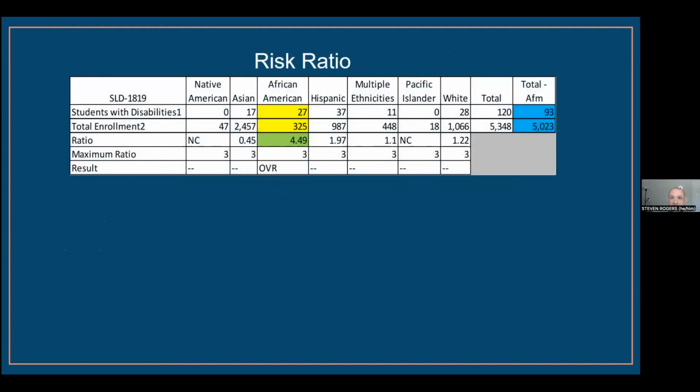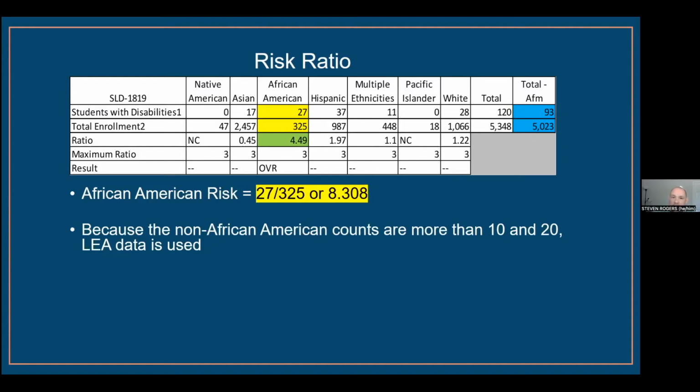All right, so let's talk about the risk ratio and how we calculate it. In this particular example, we're looking at African-American students with specific learning disabilities. So the first step is to take the African-American risk. So we divide the students with disabilities by the total enrollment for that LEA. So 27 by 325, which gives us 8.308. And then we look at what's called the comparison group, which is all the students with SLD who are not African-American. And then we do a risk for them called the other risk.